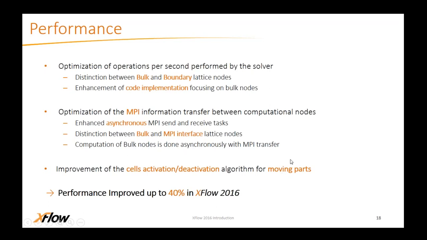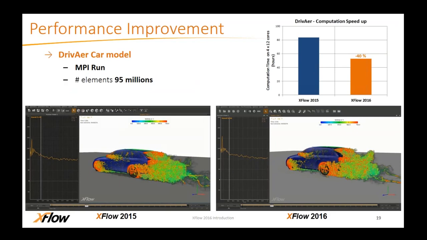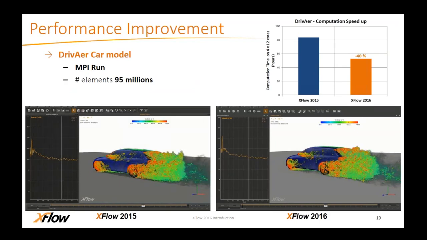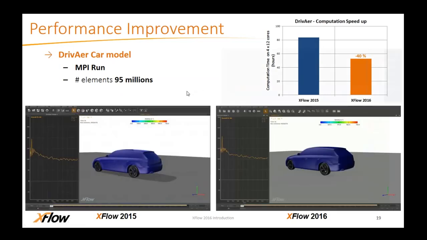This is what we show, for example, in this external aerodynamics case on this car. This is a DrivAer model that we use for validation, and the results provided were exactly the same. The only difference was the computation time, which was lowered by 40%, going from about 80 hours to about 50 hours. So this is an extremely good enhancement for the performance.